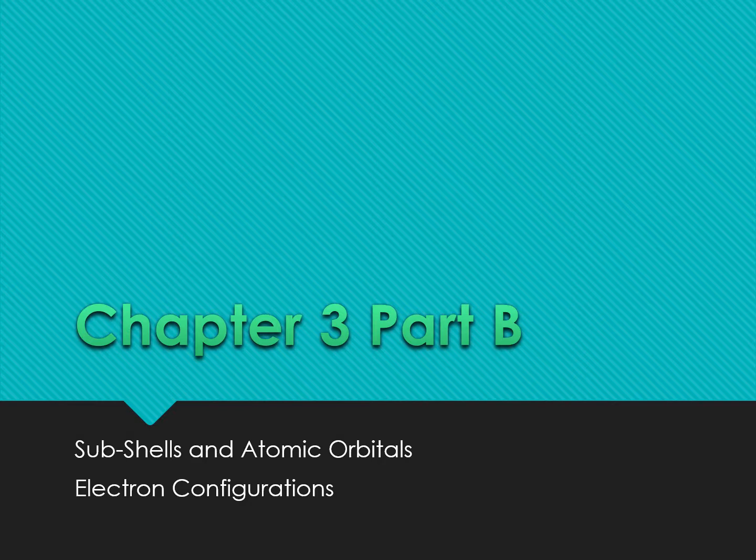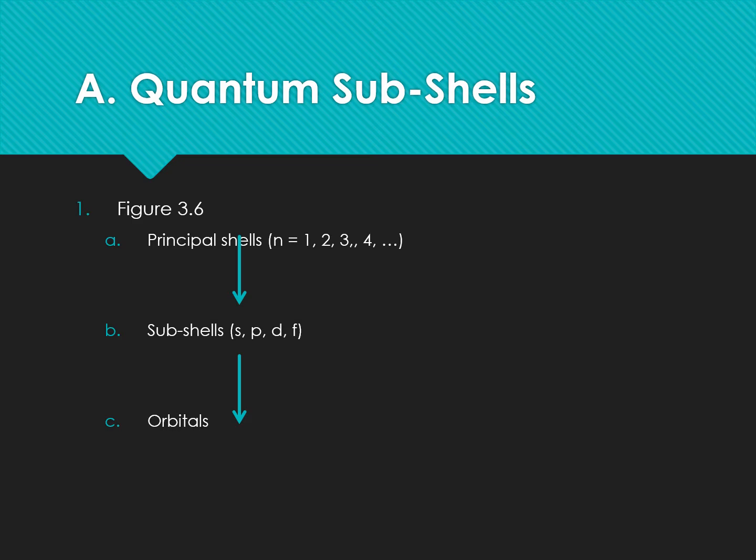Alright, this is part B for chapter 3, probably the most abstract section for AP chemistry. We're talking about where electrons are located and specifically into their atomic orbitals. So basically you have your electron cloud, and the electron cloud is filled up with energy levels.